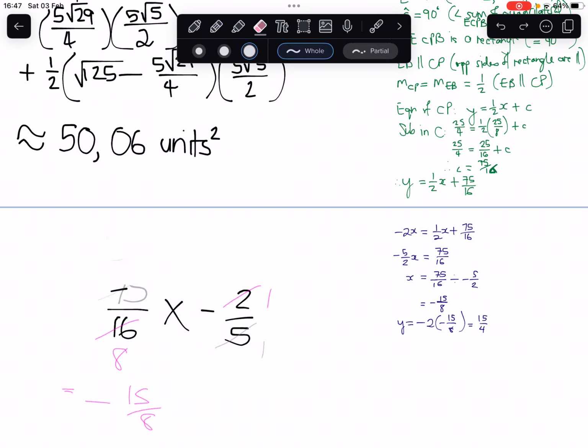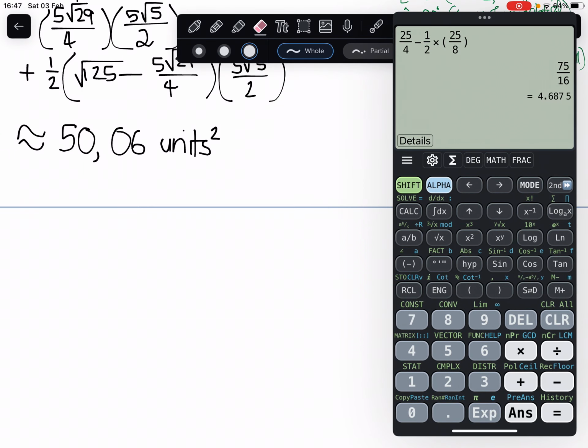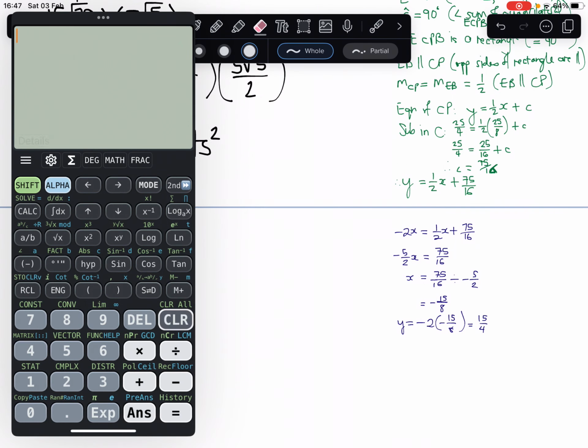Right, and then to work out the y coordinate, we could put it into either equation. That gave us 15 over 4. Let's just put it into the other equation to verify. So that would be a half times negative 15 over 8 plus 75 over 16. So that also gives us 15 over 4. So that's promising.